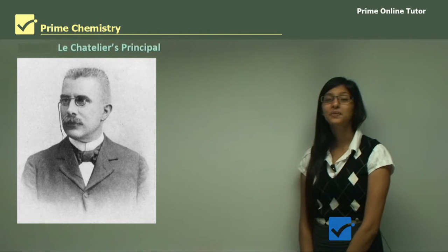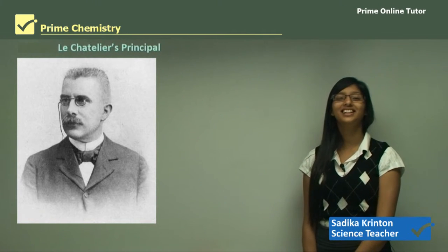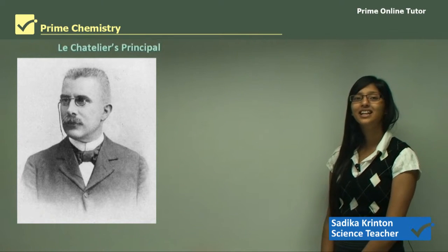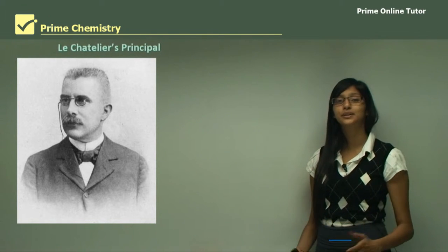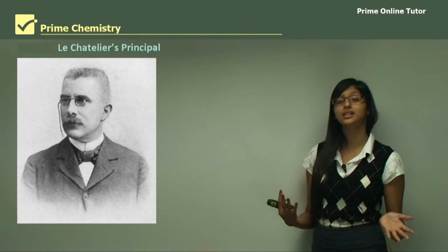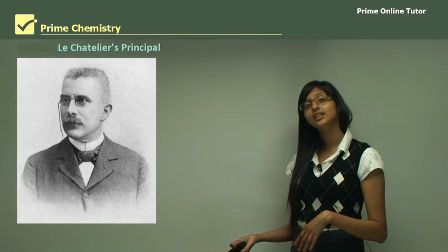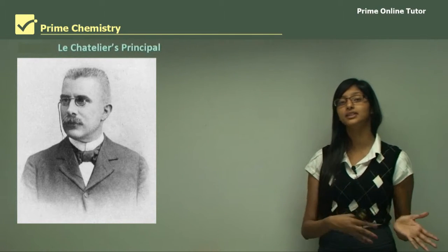Everyone. Today we are looking at chemical monitoring and management, and in this topic we will look at Le Chatelier's principle. Le Chatelier was a scientist who looked at equilibrium reactions and determined what factors disturb the state of equilibrium. So what conditions favor the forward reaction and also what conditions favor the backward reaction.